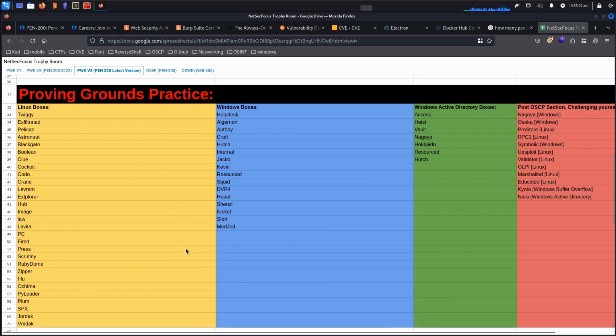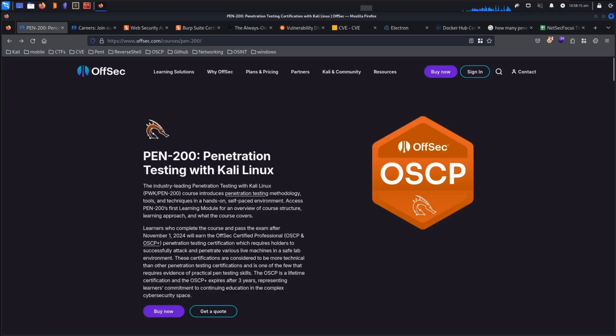Specifically, if you only pay for one form of lab for 1 month, I think it's like $20 or $30, I would go with the practice labs because they are the most similar to the PEN-200 standalone machines, as far as I'm concerned. At least the set that I got, they were. And again, I did those first.